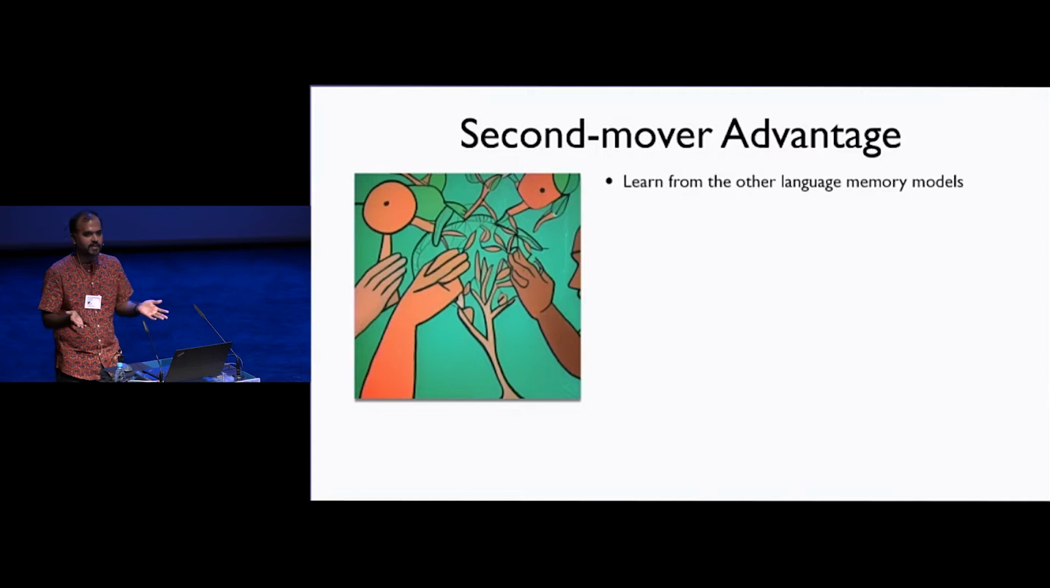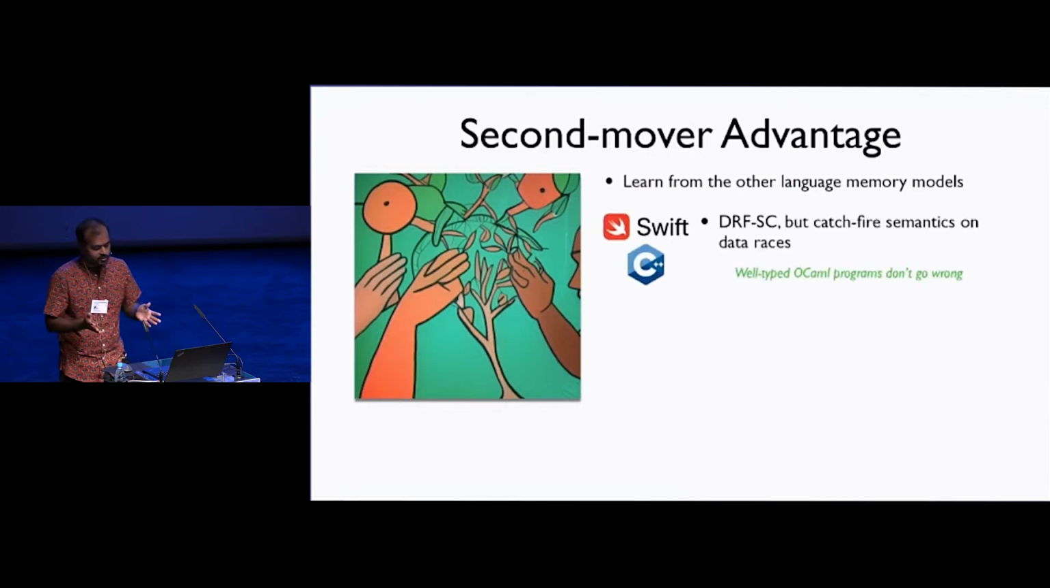Luckily, we had the second mover advantage. So we were not doing this first. There were plenty of other language memory models that we could learn from. If you look at languages like C++ and Swift, they have this very nice property called DRFSC, which ensures that if your program does not have data races, it will only exhibit sequentially consistent behaviors, right? But unfortunately, these languages do not define the semantics in the presence of data races, so they may do anything, so they may also catch fire. But well-typed OCaml programs cannot crash, right? So this particular memory model was not something that we could adopt for OCaml.